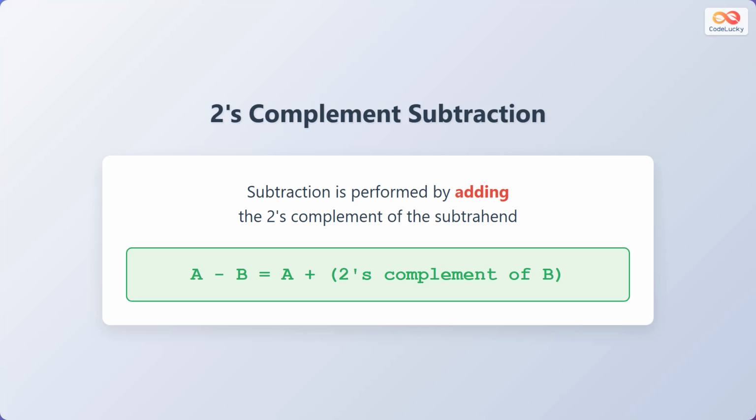In 2's complement arithmetic, subtraction is performed by adding the 2's complement of the subtrahend to the minuend. In other words, instead of subtracting a number, you add its 2's complement. Therefore, a minus b is equal to a plus the 2's complement of b.